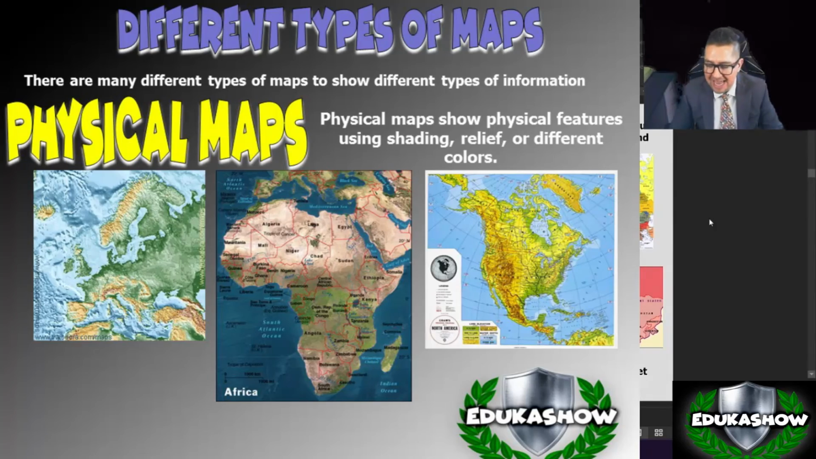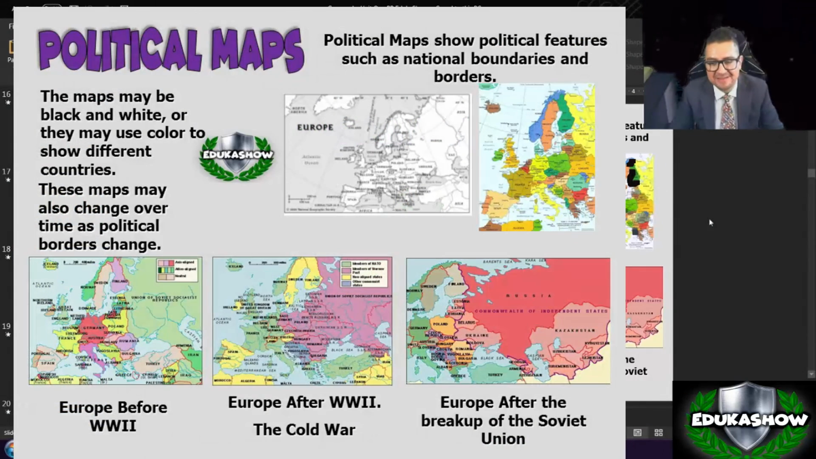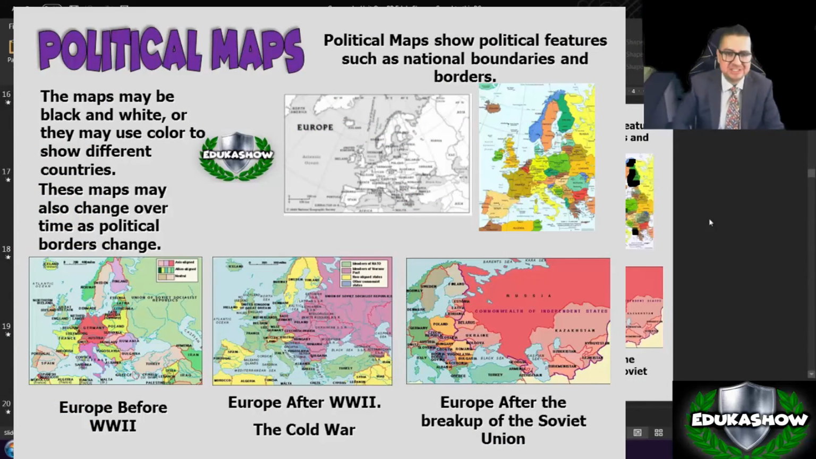And this is going to be the next map that we're going to be looking at, and these are political maps. Just like I said before, political maps show political features such as national boundaries and borders. The maps may be black and white, or they may use color to show different countries. This map may also change over time as political borders change. So you got 1, 2, 3, 4, 5 maps over there.